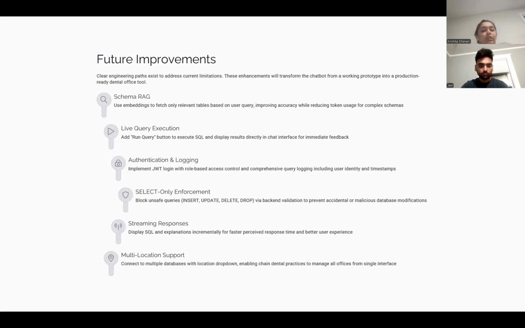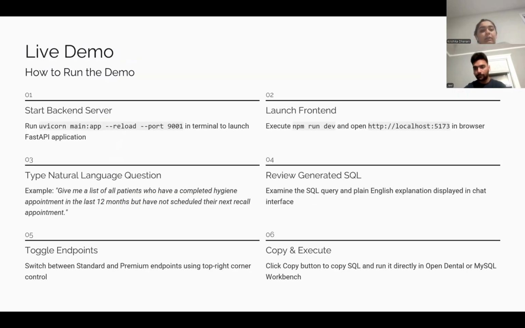For future improvements, we plan to improve the system by using RAG for better accuracy, adding live query execution, implementing authentication, and restricting unsafe queries. These improvements will make the system production ready.